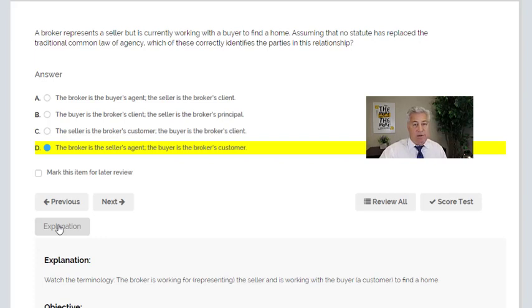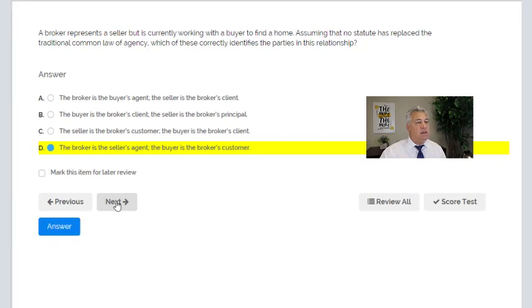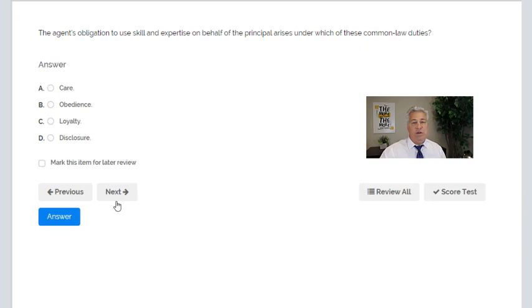The client is the party that I've agreed to represent. The customer is the unrepresented third party. But I can still refer this customer to a lender to be approved for a loan. I can work with this buyer customer, but I just can't give them advice and counsel. Only our clients. Understand that concept. Next question.